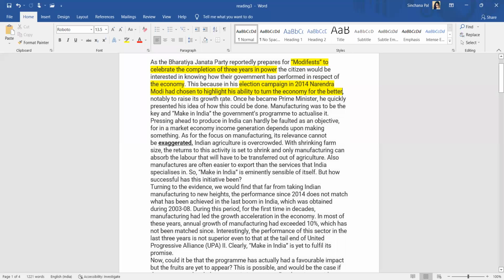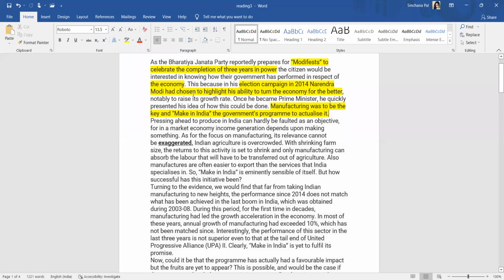Once he became prime minister, he quickly presented his idea of how this could be done. After becoming the prime minister, he thought of some idea of how he should implement this economic strategy. Manufacturing was to be the key, and Make in India the government's program to actualize it. This was the main motto: you have to manufacture the goods and materials in India, so the Make in India program should be there.